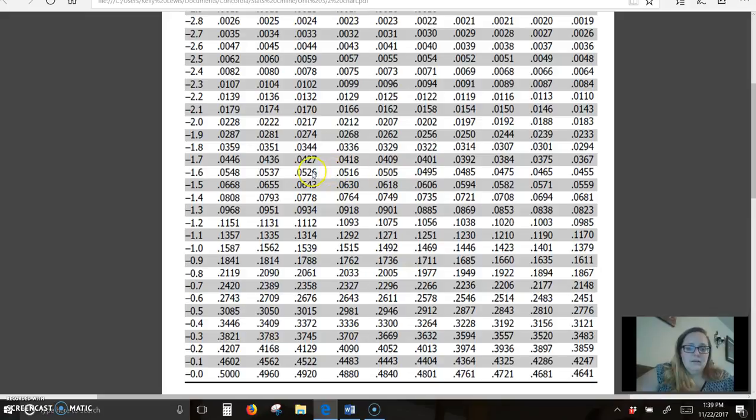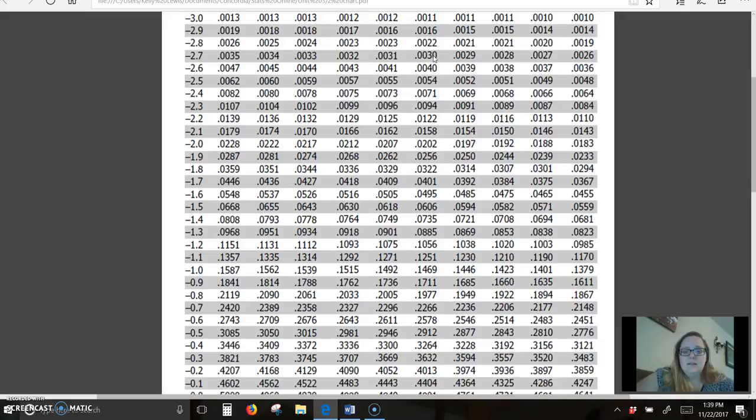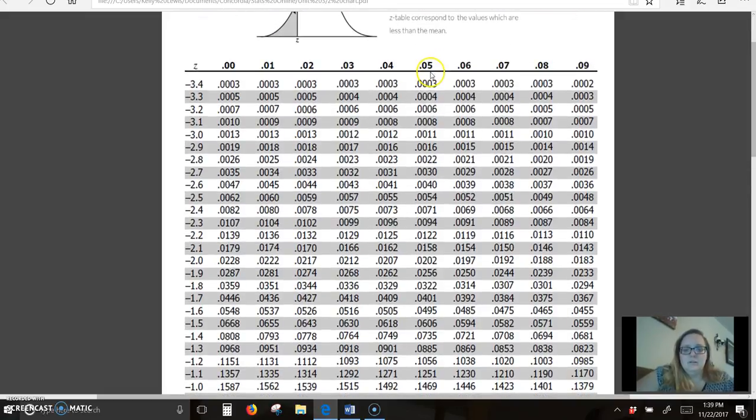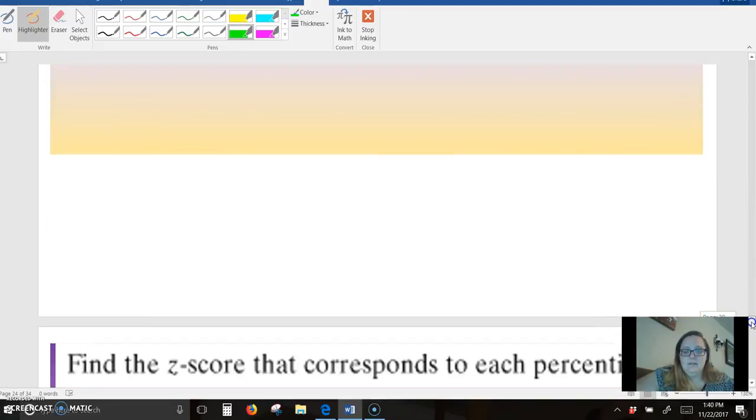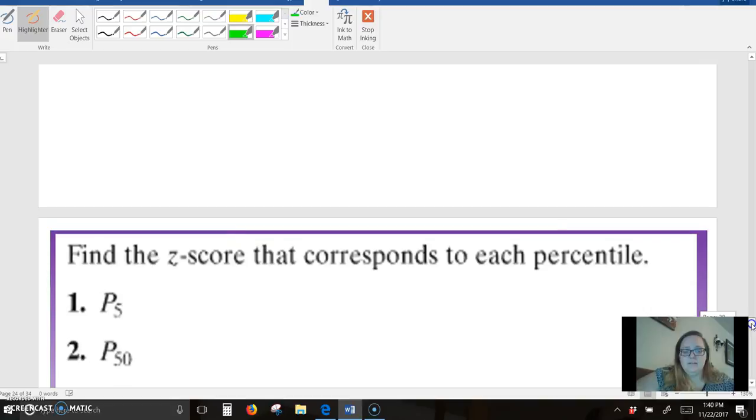So right here, that's negative 1.6, and then we would go up this column, and it's 0.05. So negative 1.65, or negative 1.64. So, depending on if you use the chart or the calculator, either way is fine.